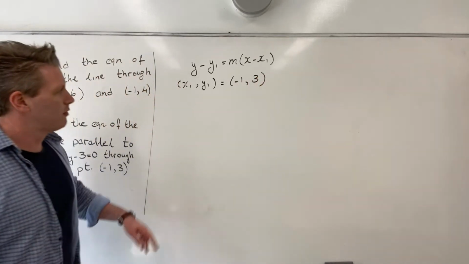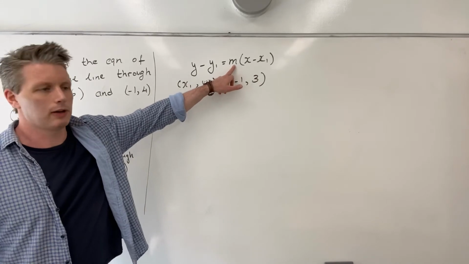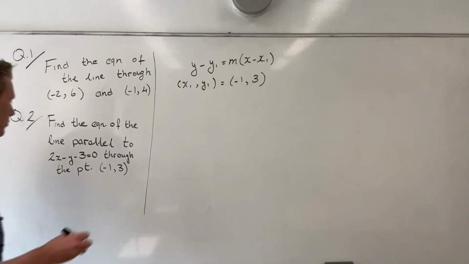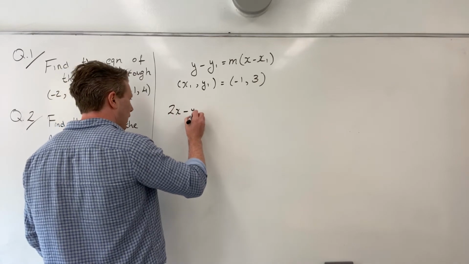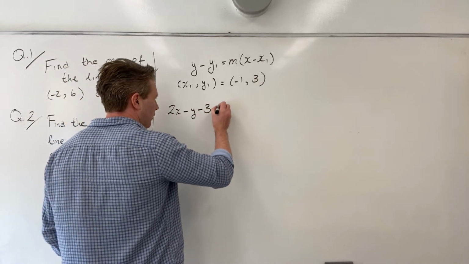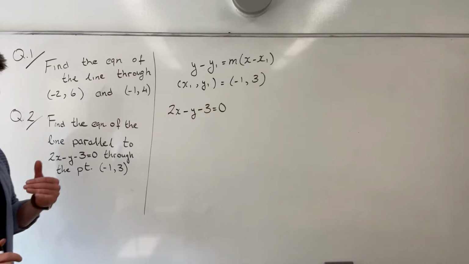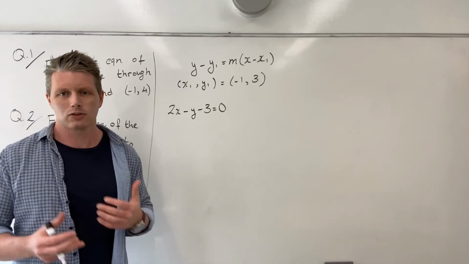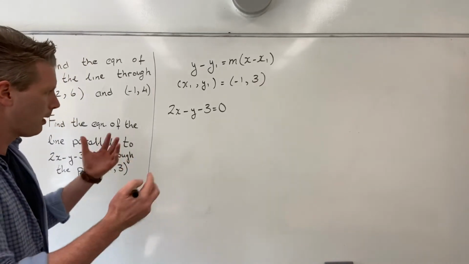What I don't have, or at least I don't have it directly, is my m. I don't have my m to plug in here, but I am told something about the slope. I'm told that it's parallel to this line right here. So parallel to the line 2x minus y minus 3 is equal to 0. So the question is, what is the slope of this line? How do we find it? Well, the easiest way to find the slope of a line, given its equation, I think, is to put it into slope-intercept form, and then the slope will sort of pop out.